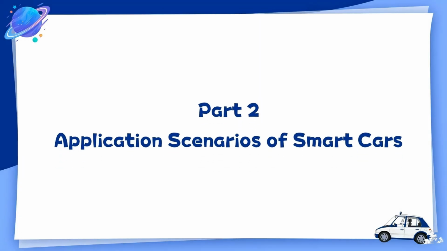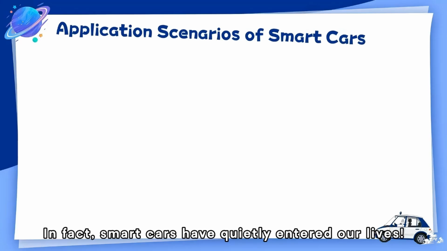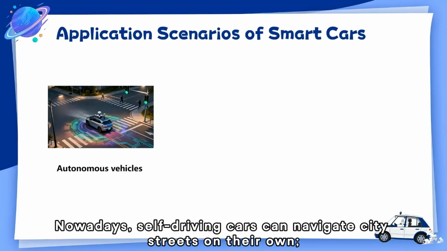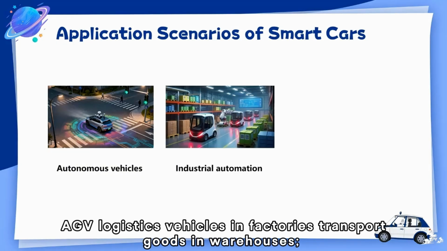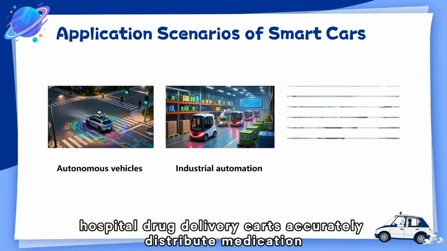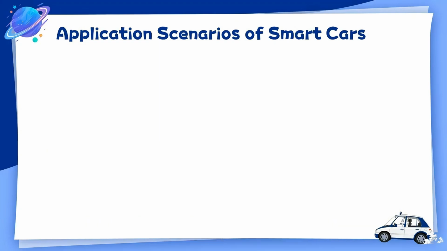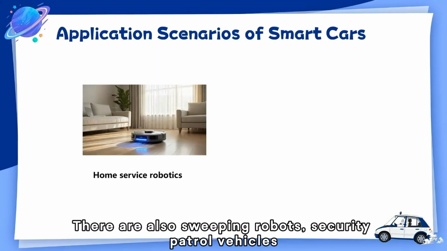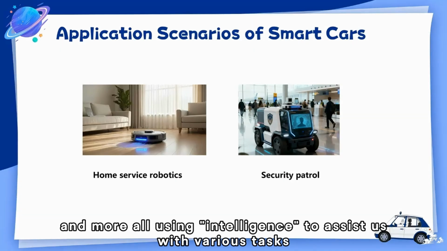Part 2. Application scenarios of smart cars. In fact, smart cars have quietly entered our lives. Nowadays, self-driving cars can navigate city streets on their own. AGV logistics vehicles in factories transport goods in warehouses. Hospital drug delivery carts accurately distribute medication. There are also sweeping robots, security patrol vehicles, and more, all using intelligence to assist us with various tasks.